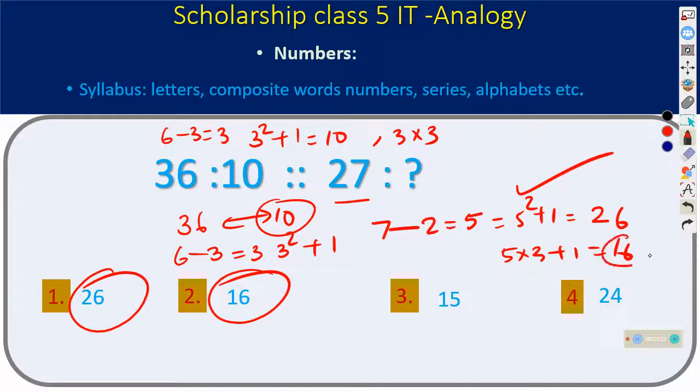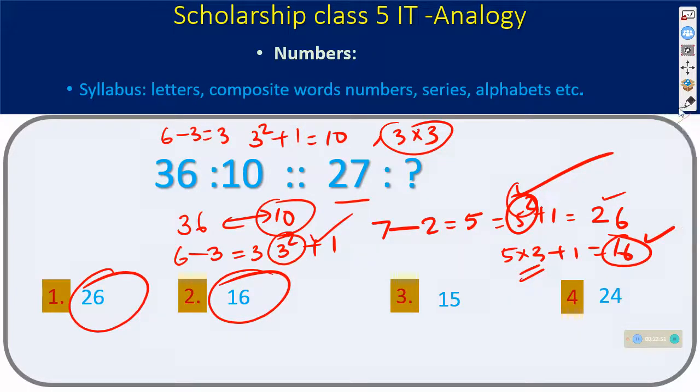If a child writes 16, the board may decide that okay, there is a possibility. I would like to say that when you think 3 square here, it should be 5 square here. If you are thinking 3 into 3, it should be 5 into 3, not in the form of square, then it is 16. So probably both answers will get marked, but according to me you should write 26.